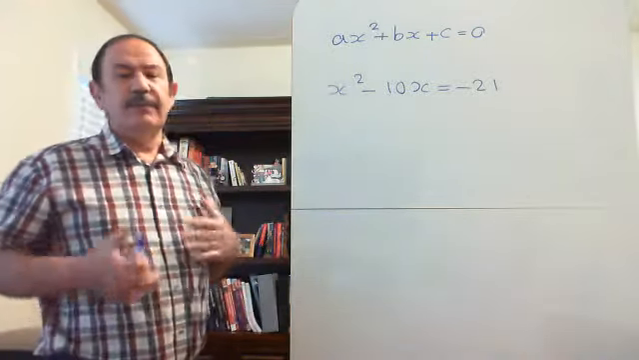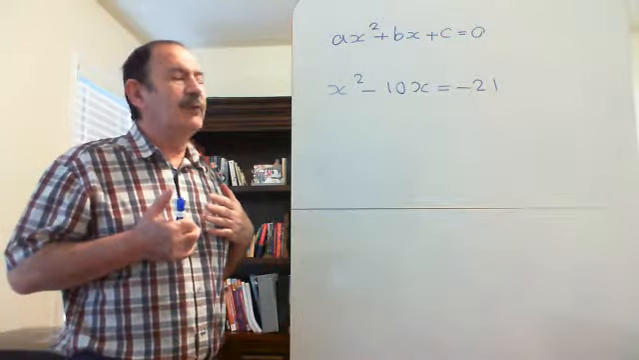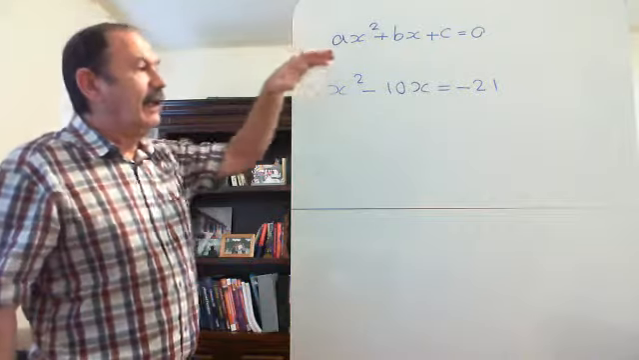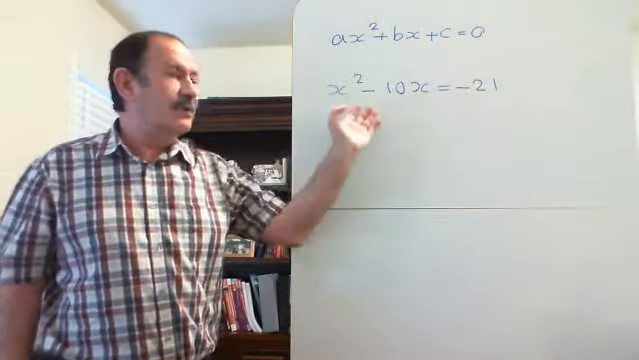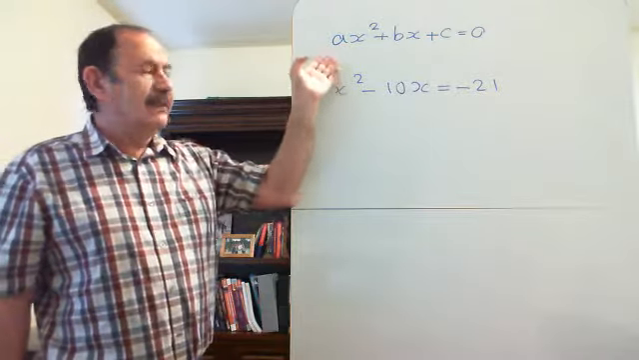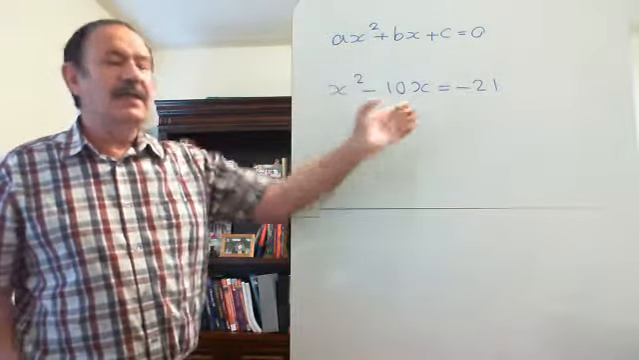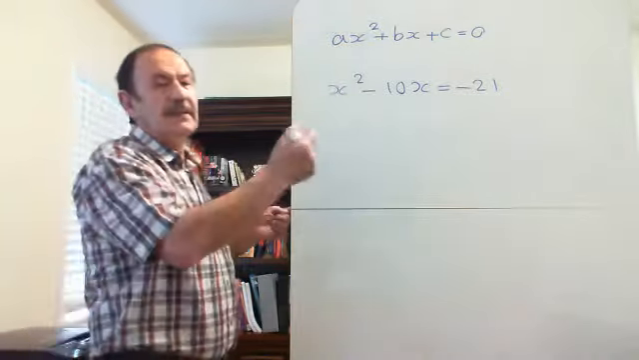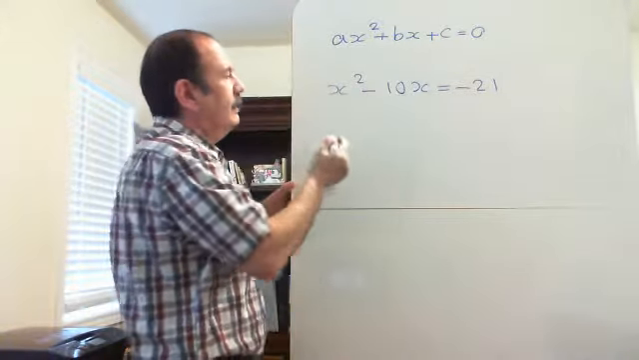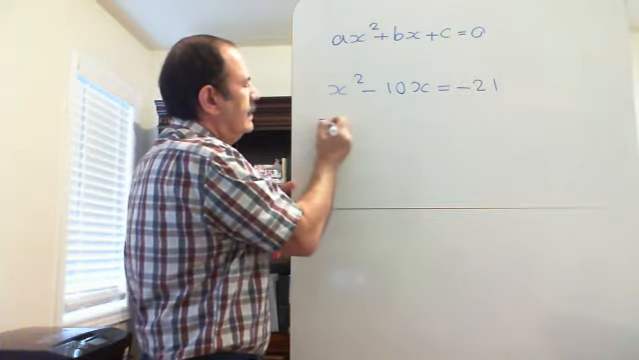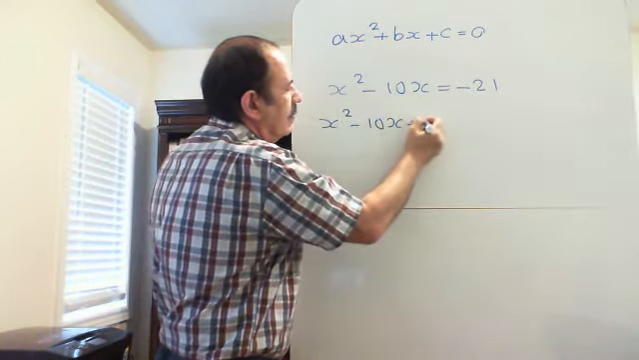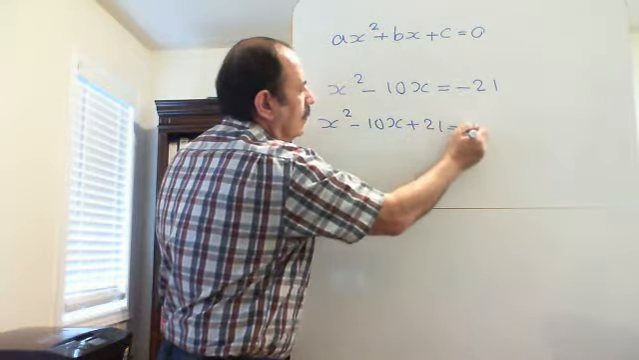Remember, when we want to solve by factoring, we have to convert to the standard format. We have to move all the terms to one side, put it equal to 0, and arrange the degree from highest to lowest. So this one is not in the standard format. I'm going to move this negative 21 to the other side to make it a standard format. Then it's going to be x squared minus 10x plus 21 is equal to 0.